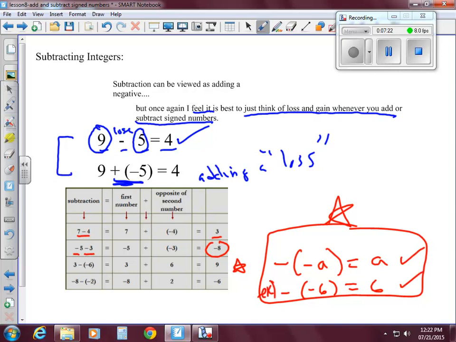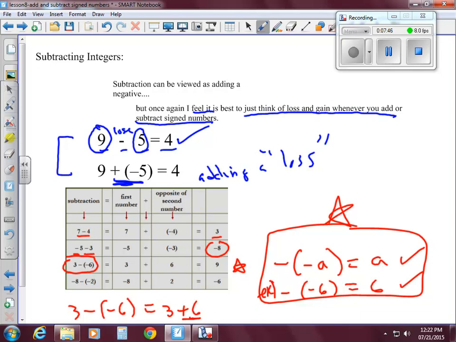So be careful when you're doing problems such as this one, right? So when you say 3 minus negative 6, that double negative there is really going to take you to 3 plus 6. Okay? So it really means minus a negative, it's kind of like the opposite of negative 6. It's going to bring you back to 6.